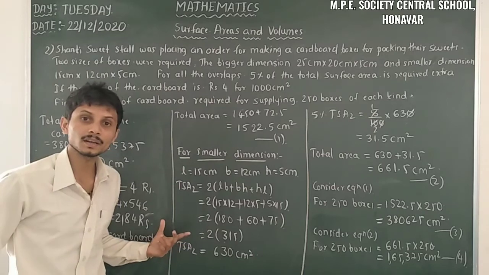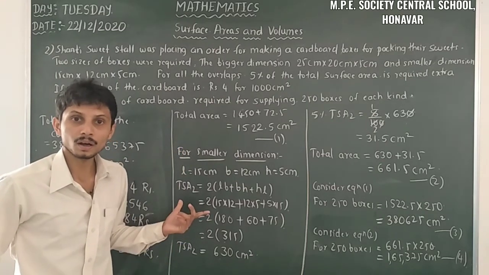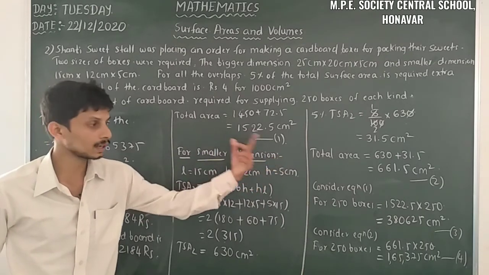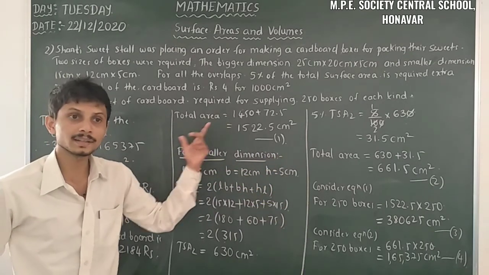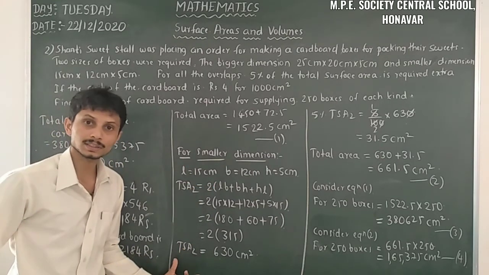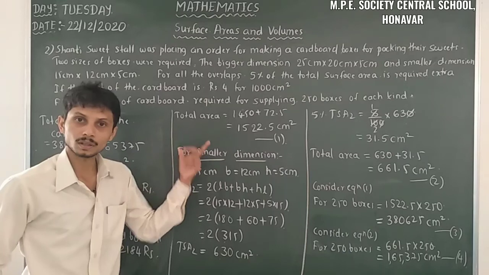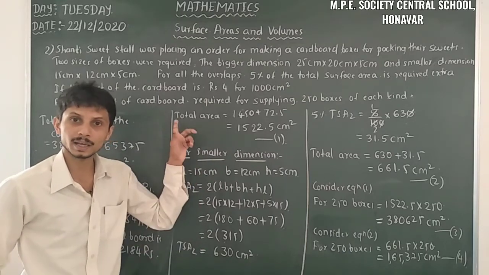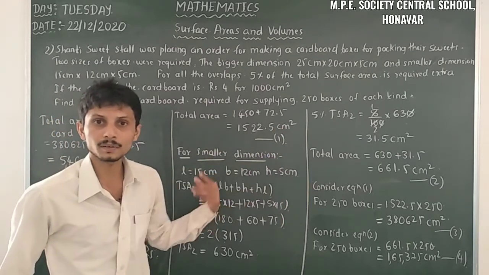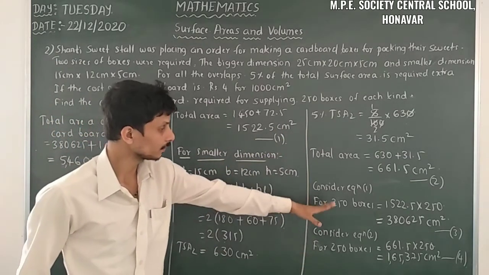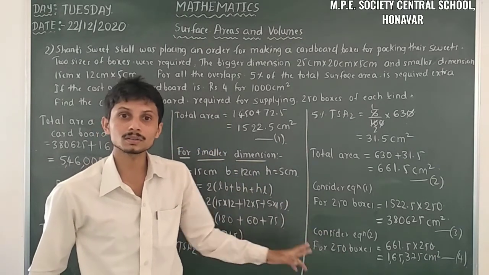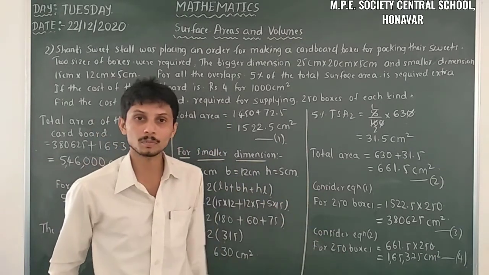So firstly we have to find the area of the bigger dimension, then we have to add the 5% of it, then we have to multiply with the 250. Same for the smaller dimension, we have to take the total surface area using the dimensions, then take the 5% of it, add this, and then multiply by the 250 boxes, so we find the total area required for these 250 boxes.